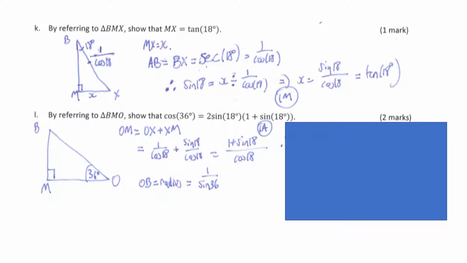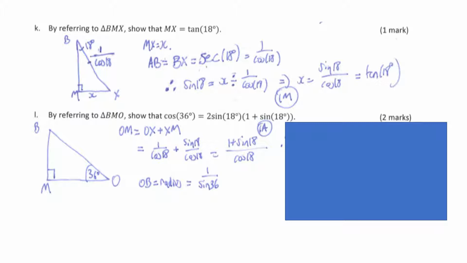BMO consists of length OX, which we know to be sec 18, so sec theta on 2, and theta is 36, so sec 18, plus our tan 18. Now I'm just going to write tan 18 is sine 18 on cos 18 because we have that common denominator, which simplifies the answer as follows. Now OB is the radius of the circle, and the radius of the circle is equal to 1 on sine theta, and theta is equal to 36, so the radius of the circle is 1 on sine 36.